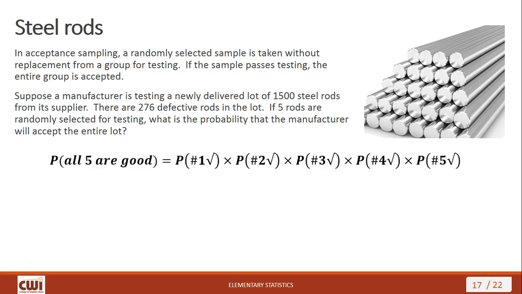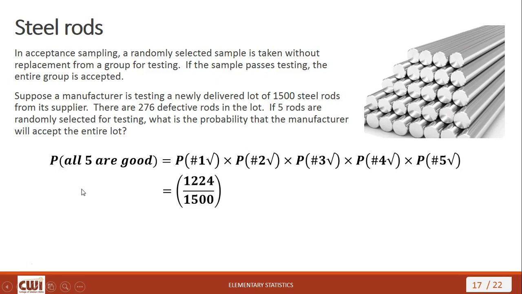Well, the probability that all 5 of these are going to be good just follows from the multiplication rule. So we've got the probability that the first one that we test checks out. Then we have the probability that the second one we test checks out, the probability that the third one tests out, the probability that the fourth one tests out, and the probability that the fifth one tests out. So we figure out what each of these probabilities are, multiply them together, and that's the probability that all 5 that we test are going to be good.